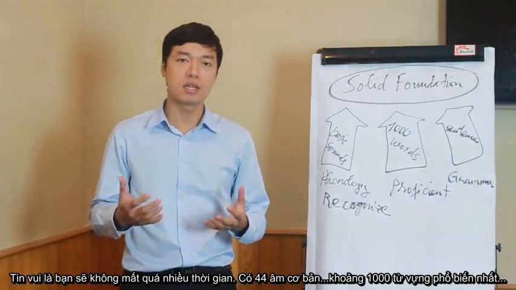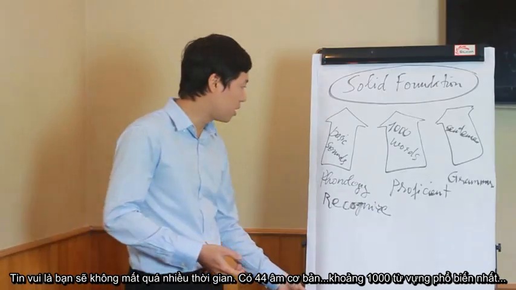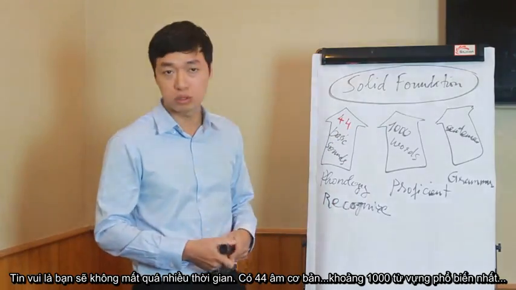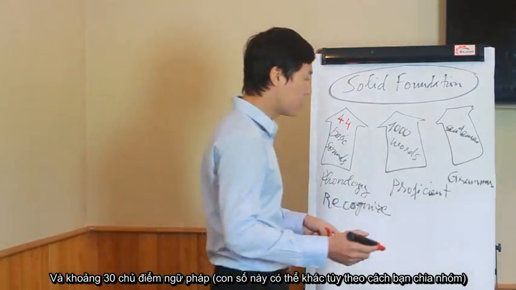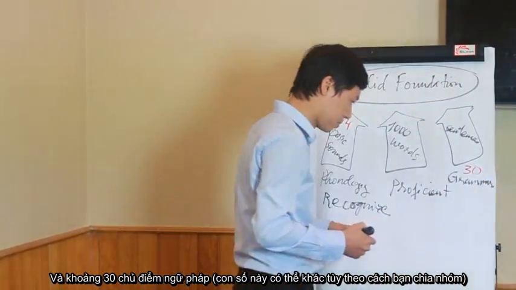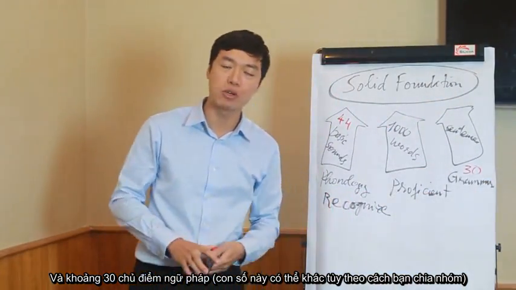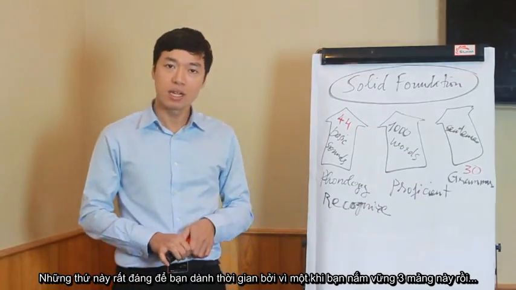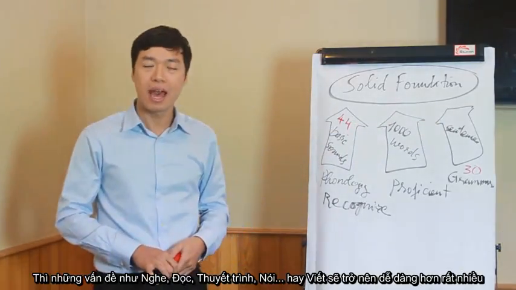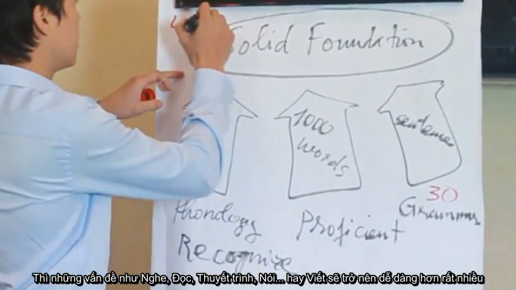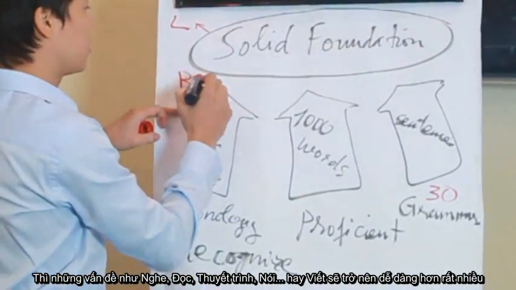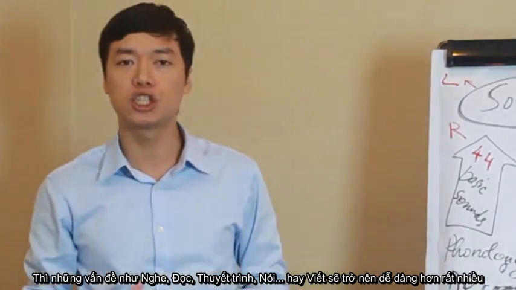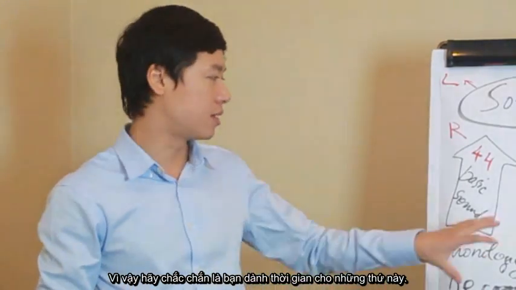The good news is it won't take too much time. There are about 44 basic sounds, about 1,000 most commonly used words, and about 30 grammar categories. This number can vary depending on how you categorize them, and they're worth your time, because once you have mastered these three areas, other issues like listening or reading or presenting, speaking or writing will become much easier. So make sure you spend time with this.